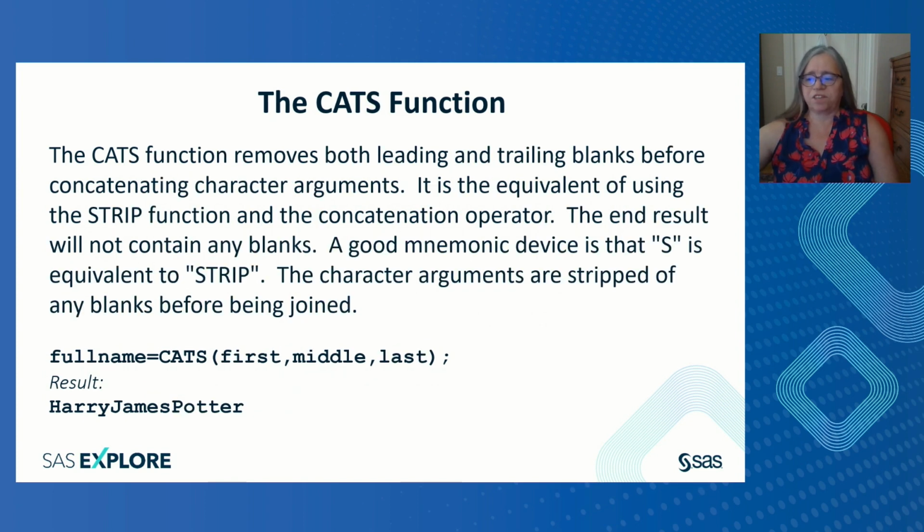The CATS function removes both leading and trailing blanks before concatenating character arguments. It is the equivalent of using the strip function and the concatenation operator. The end result will not contain any blanks. A good mnemonic device is that S is equivalent to strip. The character arguments are stripped of any blanks before being joined. The syntax is the same for the CAT function, replacing CAT with CATS, but the result will be different.